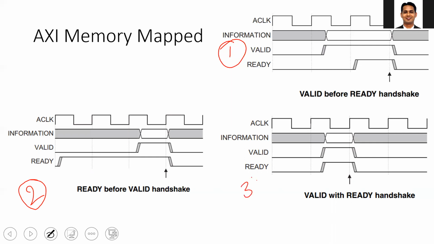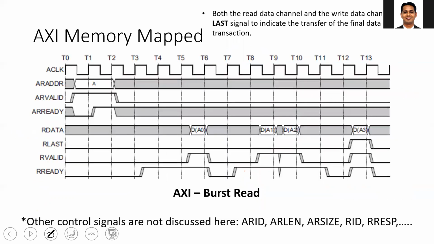In the third case, the source has put the data on the information bus and asserted the valid signal, and at the same time the ready has also been asserted by the destination. So immediately at the next clock edge, the handshake takes place. So there are multiple ways.